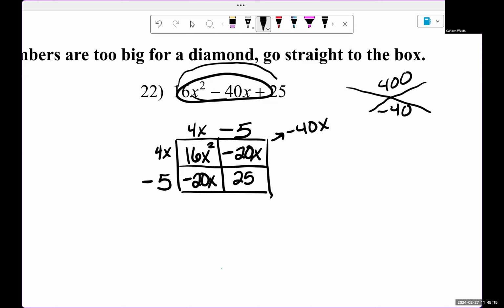So just because, here's my point, just because you can't do the diamond, don't quit. Maybe go straight to the box. So this is 4x minus 5, 4x minus 5. Or 4x minus 5 squared.